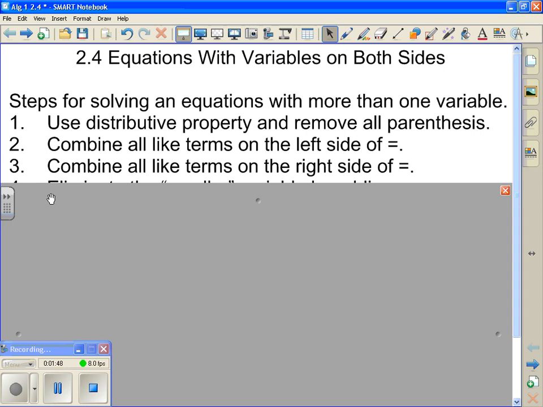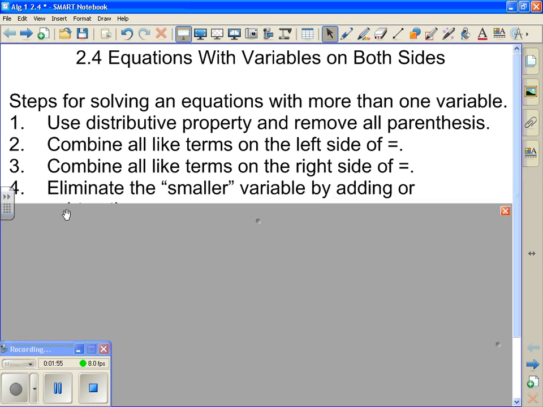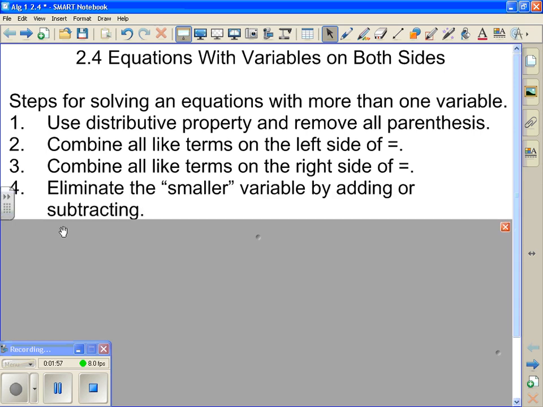After the parentheses in step 1 and the like terms are combined in steps 2 and 3, the fourth step would be to eliminate the smaller variable. So we're going to look to see which variable has a smaller coefficient, the number in front, and then we will add or subtract the variable. If the smaller variable is positive, we'll subtract. If the smaller variable is a negative, then we'll add to eliminate that variable.